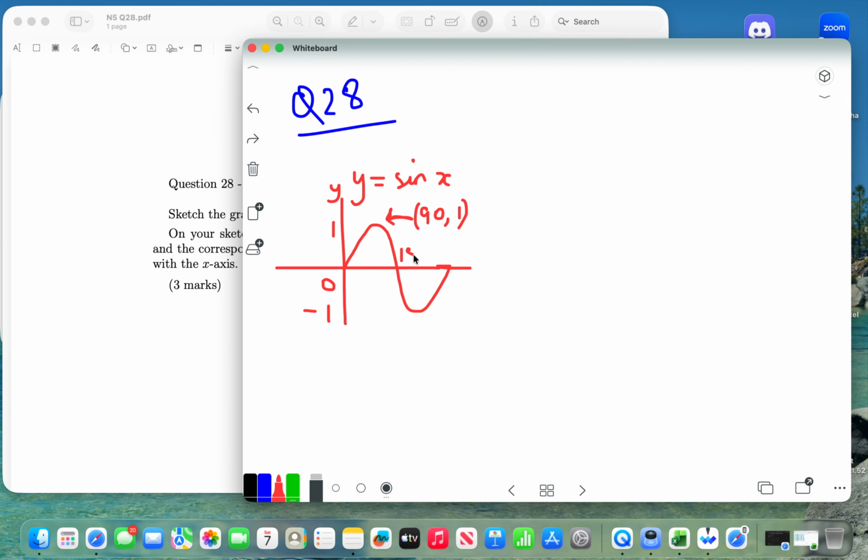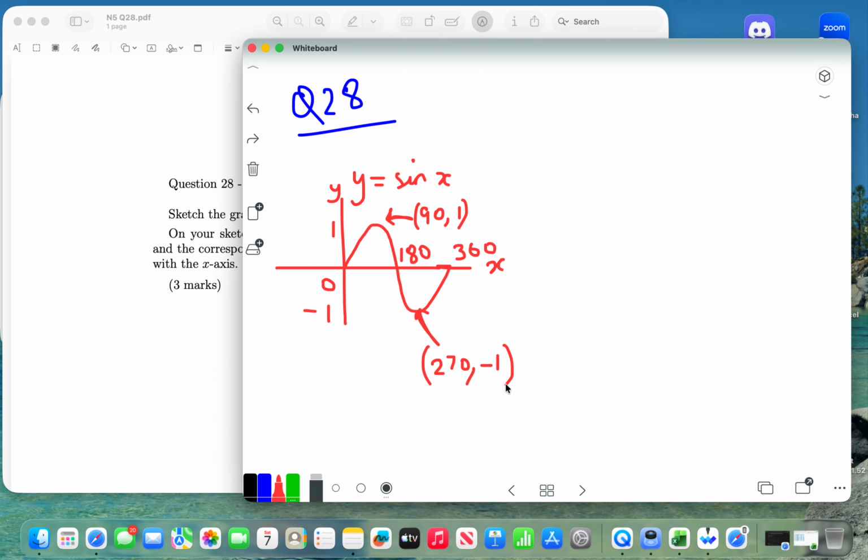180 is the intercept with the x-axis. Same with 360, and you get 270, minus 1. So this is y equals sine x.